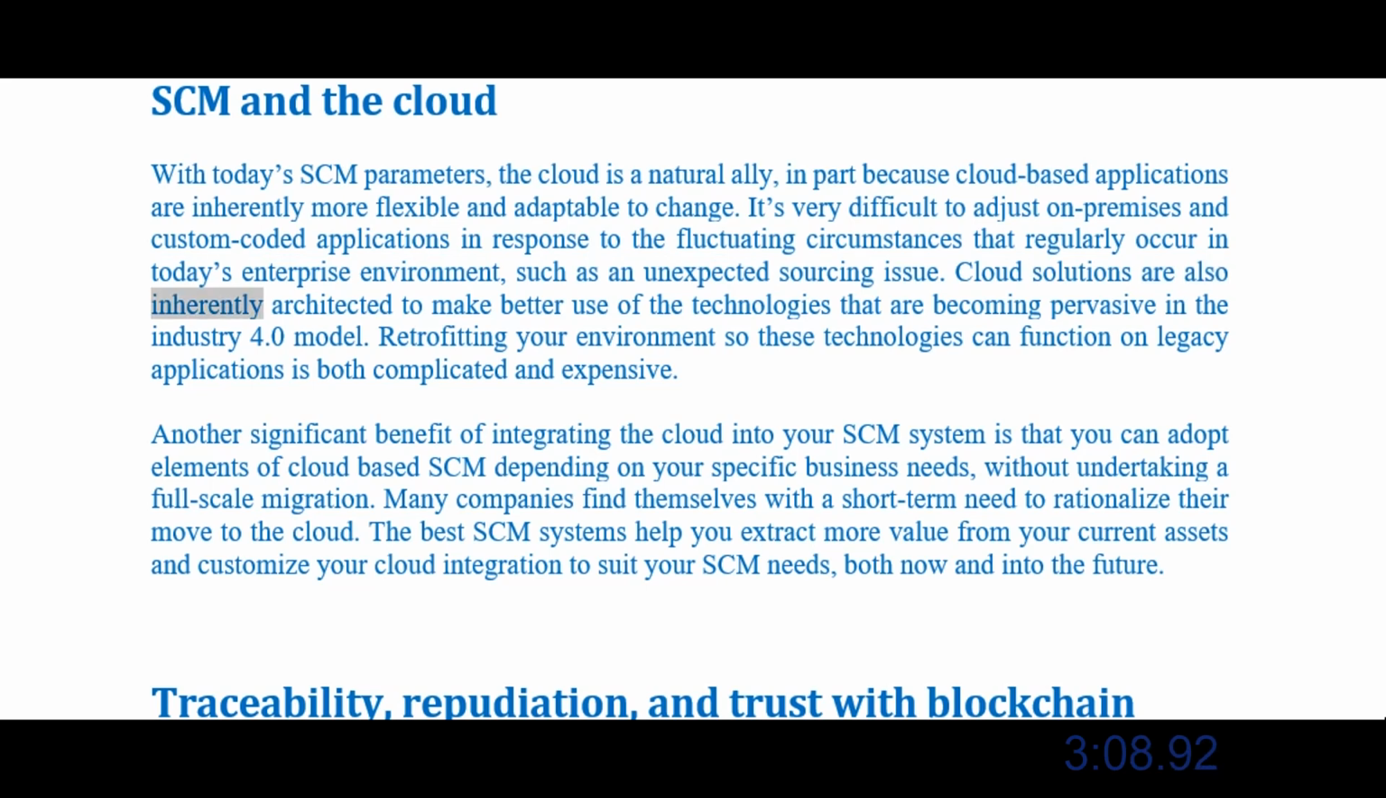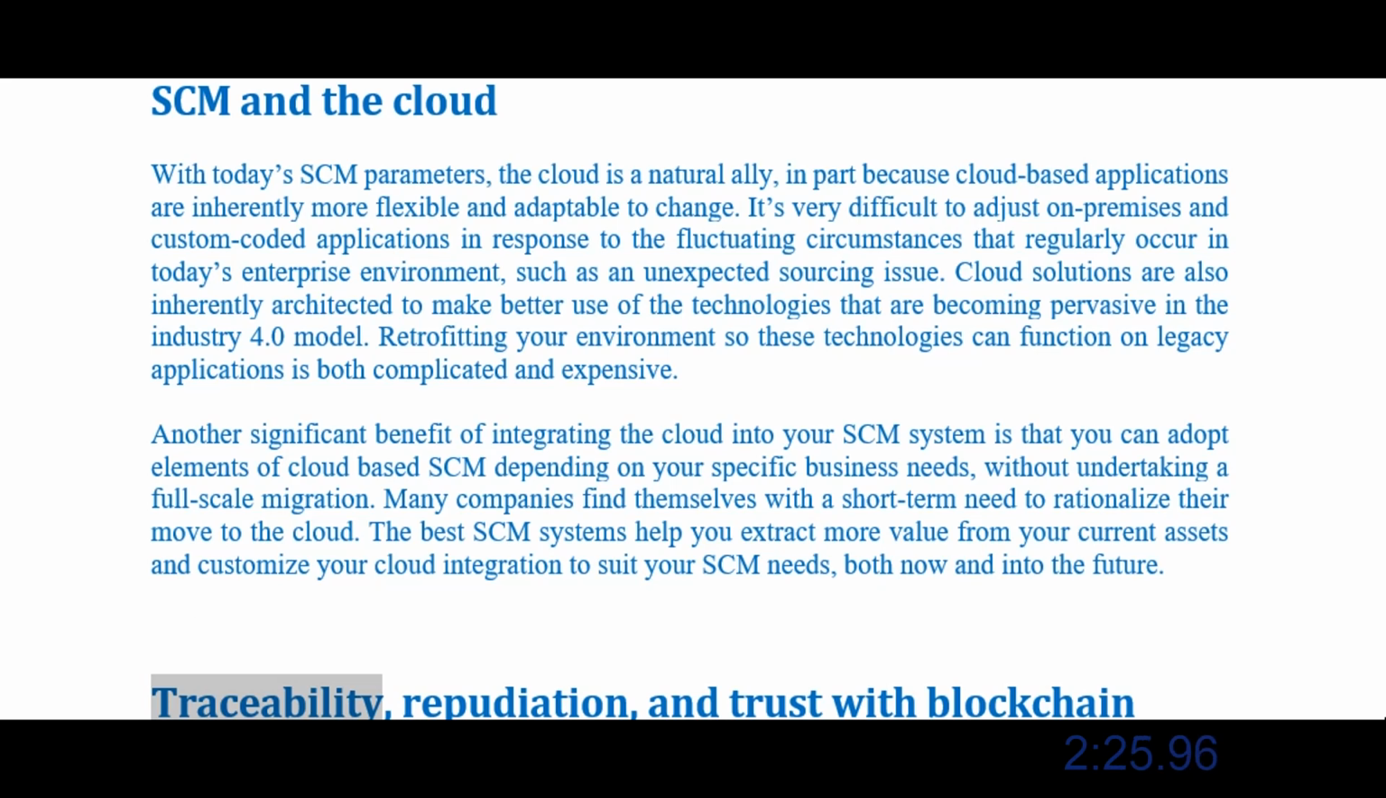Cloud solutions are also inherently architected to make better use of the technologies that are becoming pervasive in the Industry 4.0 model. Retrofitting your environment so these technologies can function on legacy applications is both complicated and expensive. Another significant benefit of integrating the cloud into your SCM system is that you can adopt elements of cloud-based SCM depending on your specific business needs, without undertaking a full-scale migration. Many companies find themselves with a short-term need to rationalize their move to the cloud. The best SCM systems help you extract more value from your current assets and customize your cloud integration to suit your SCM needs, both now and into the future.